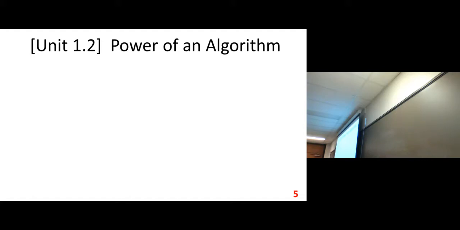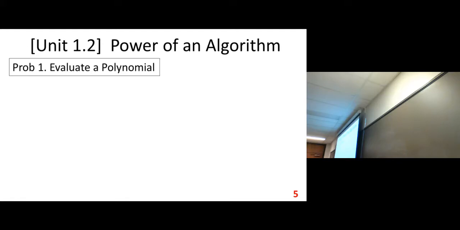All right. But here, I want to use a relatively easy example to show you the power of an algorithm. We have a lot of examples like that. Our first example, problem 1, evaluate a polynomial. I hope you know a polynomial.